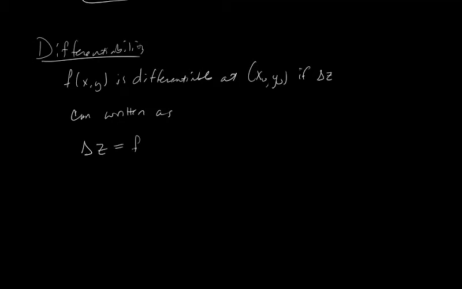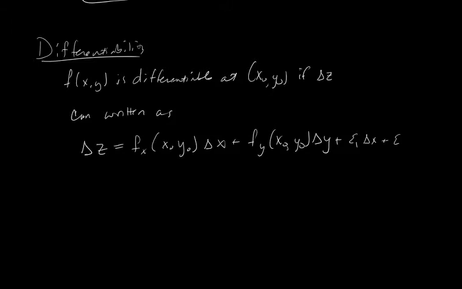delta z equal to f sub x of x naught, y naught, delta x, plus f sub y of x naught, y naught, delta y, plus some small multiple of the change in x, epsilon 1 delta x, plus some small multiple of the change in y, epsilon 2 delta y, where both epsilon 1 and epsilon 2 go to 0 as (delta x, delta y) goes to (0, 0).